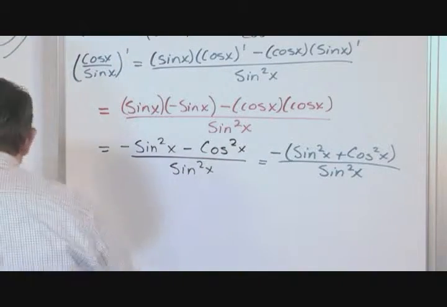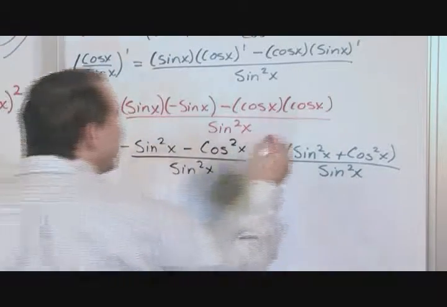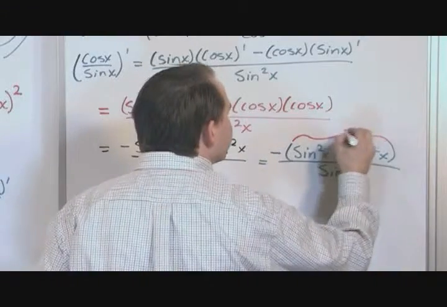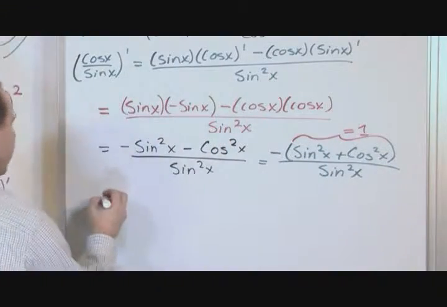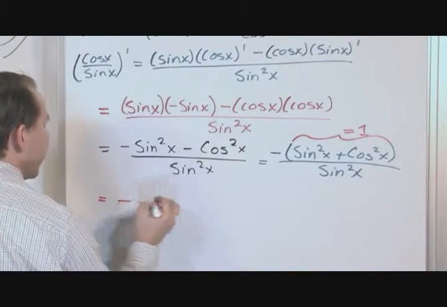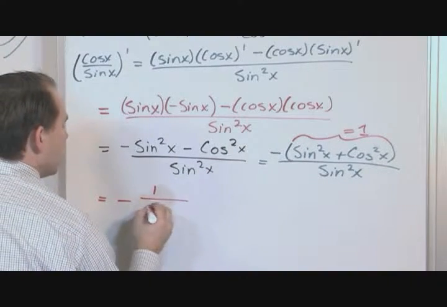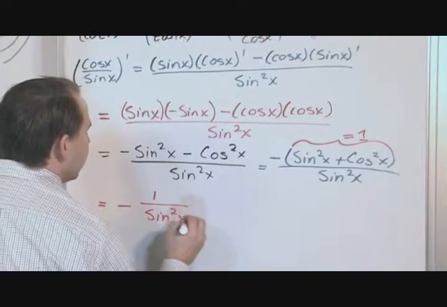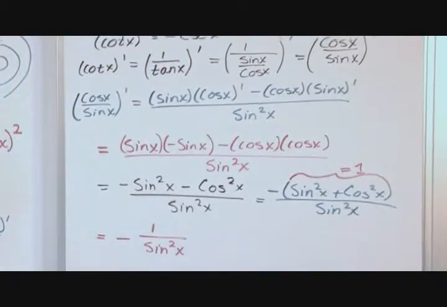So what this is telling us, really, is this entire numerator is equal to 1. Really. So what we're going to have is this negative, let's put it out in front of the fraction, 1 on top, and then we'll have sine squared x. But don't forget, what are we trying to prove?